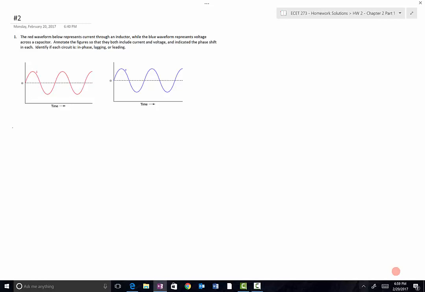So for this problem statement, the given information is just those diagrams. There's nothing else, so I'm not going to redraw those. What are we asked to find?